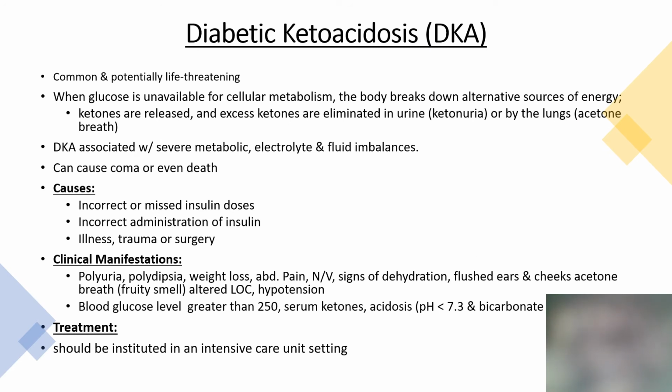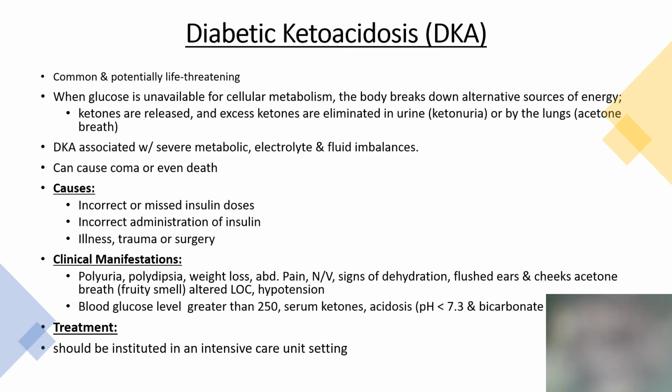DKA is that life-threatening complication that occurs when glucose is unavailable for metabolism, and so our body begins to break down other sources, and ketones are released as a result. So we can get ketonuria, which is eliminated in the urine, and acetone breath, which is eliminated by the lungs. Severe metabolic and electrolyte complications result from this and can lead to coma and death if we don't deal with it. It is often caused by missed or incorrect insulin doses, or when the patient is involved in some sort of traumatic event or injury.